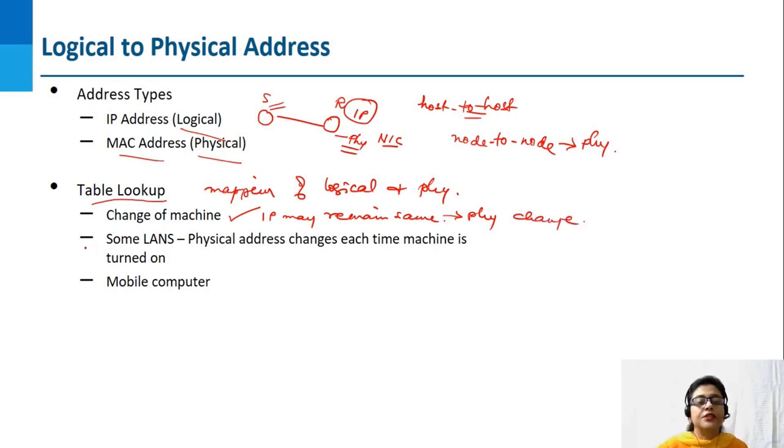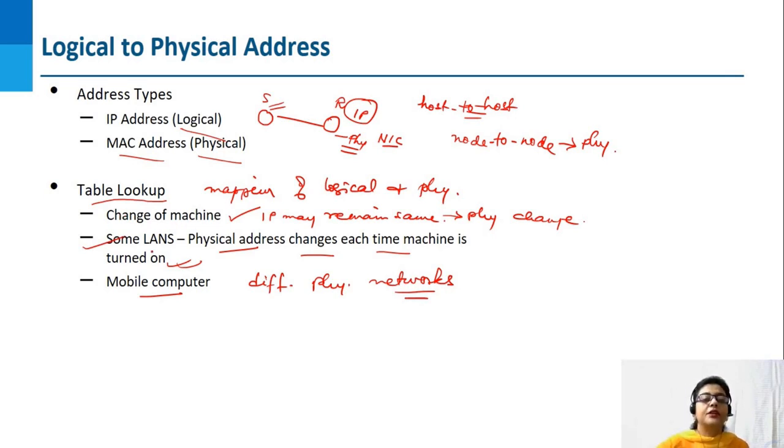There are some cases where in some LANs, the physical address changes each time the machine is turned on. And for mobile computer, we know that the mobile computer can be connected to different physical networks. So for these cases, there is a difficulty and there will be change of mapping of logical and physical addresses.